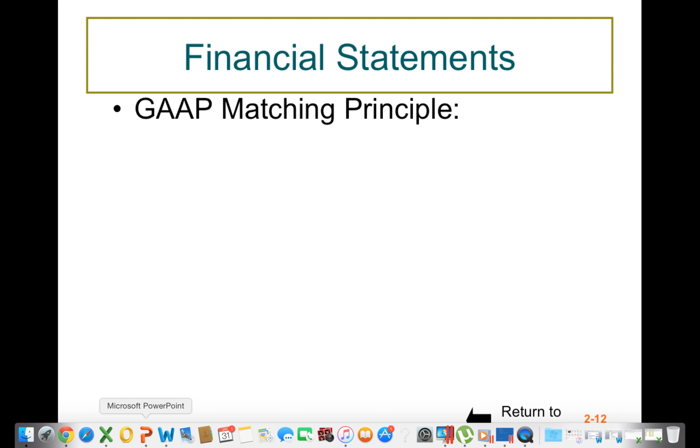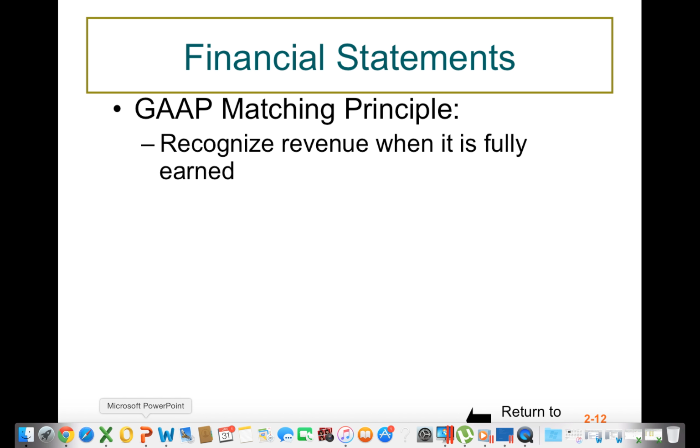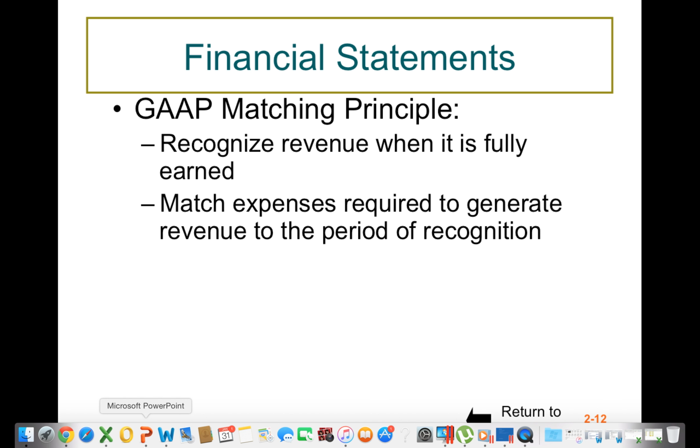First, the GAAP matching principle, and I'm assuming you guys have already covered GAAP in accounting. This recognizes revenue when it's fully earned, not received. I'm pretty sure you probably covered this in pretty good detail in accounting. And here you match expenses required to generate revenue to the period of recognition.